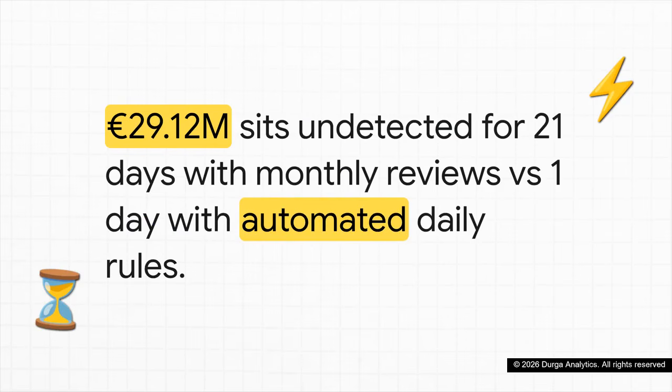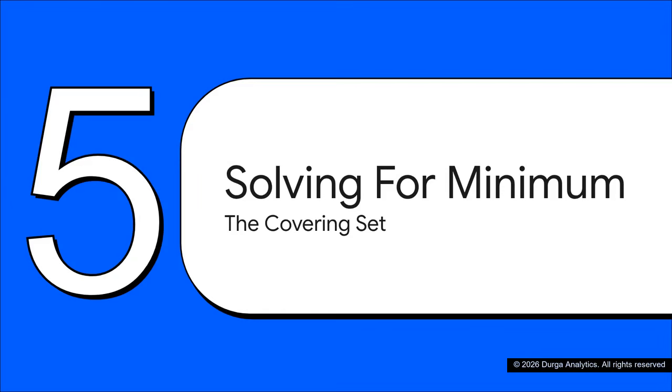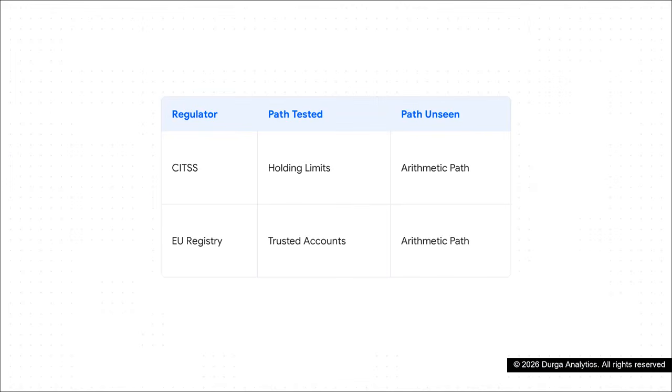Let's say your chief operating officer went with the absolute cheapest control, say a manual monthly review. Under that setup, that massive 29 million euro exposure sits completely undetected for 21 working days. But if you upgrade to an automated daily recomputation rule, your latency drops to 1 single day. Let's fix this in Section 5, solving for the minimum, or building the covering set. Instead of blindly slashing controls just to hit some arbitrary budget number, we're going to reframe this as a mathematical coverage problem. And a coverage problem has an exact solution.